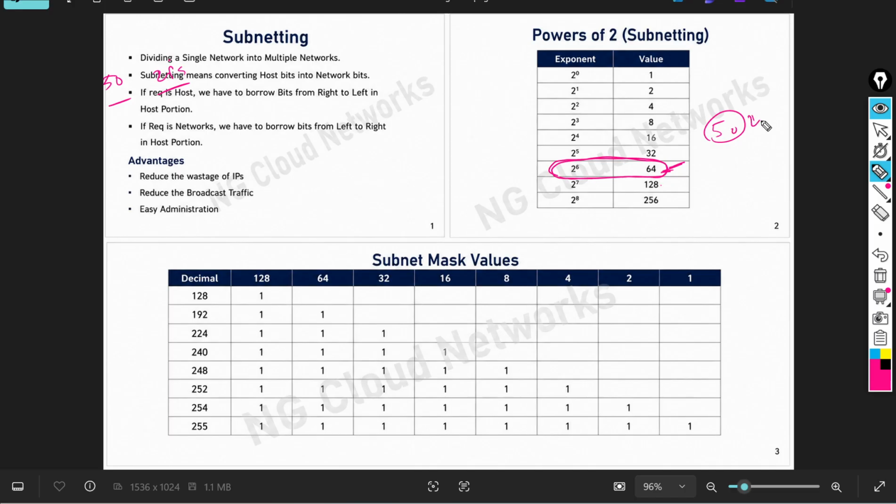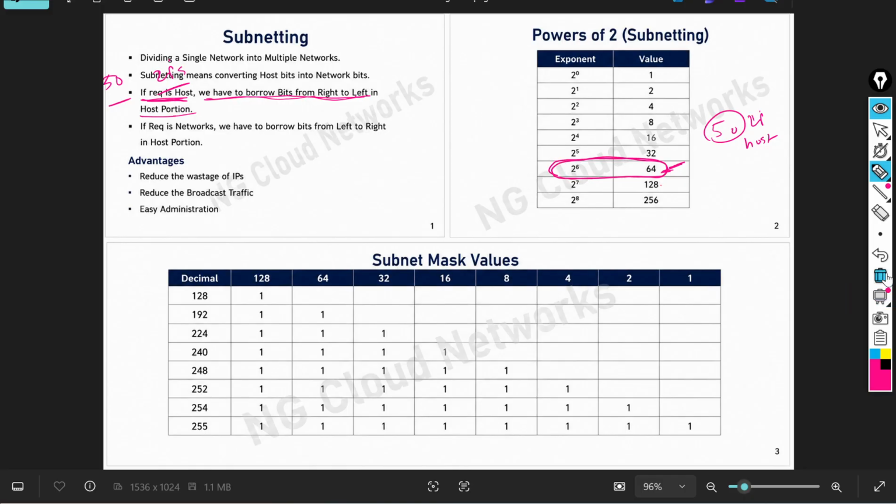50 IPs means 50 hosts. Here see, if the requirement is host, we have to borrow bits from right to left in the host portion. Right to left in the host portion.